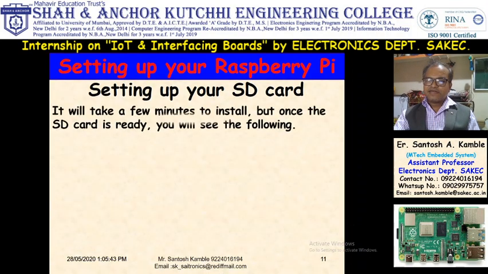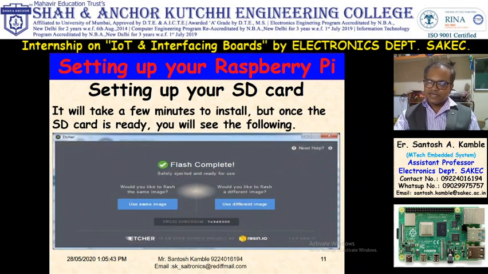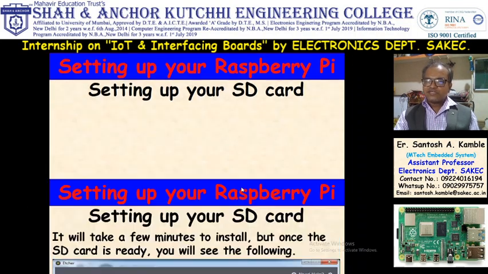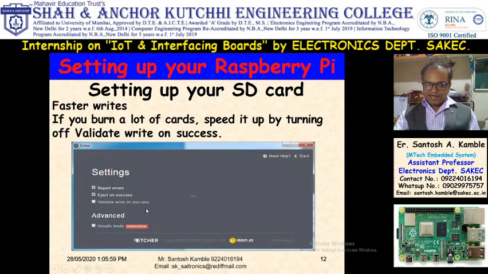This installation will take fewer minutes than the traditional method, and afterwards it indicates flash complete. This will take a maximum of 5 to 10 minutes. Within 5 to 10 minutes all operations, like formatting the memory card, copying the content, and installing the OS, are done. Now if you want to do this for multiple memory cards and want a faster operation, you have to disable the validate function for faster writes.